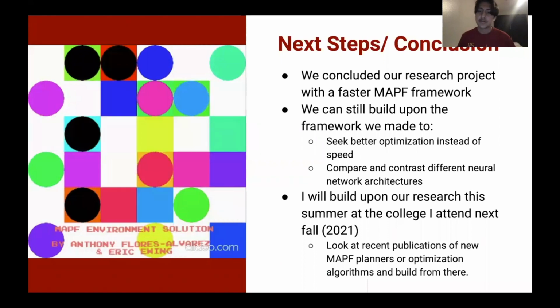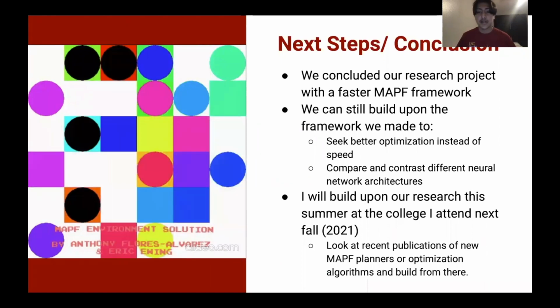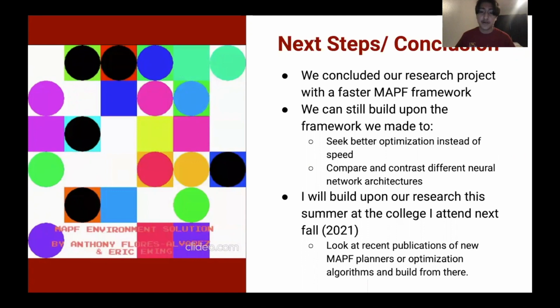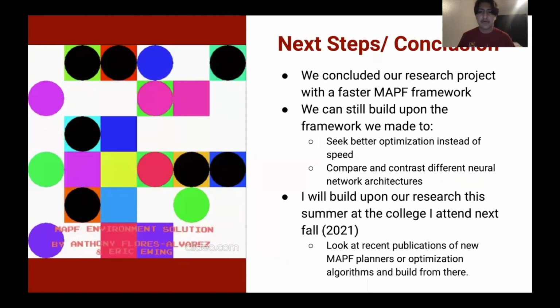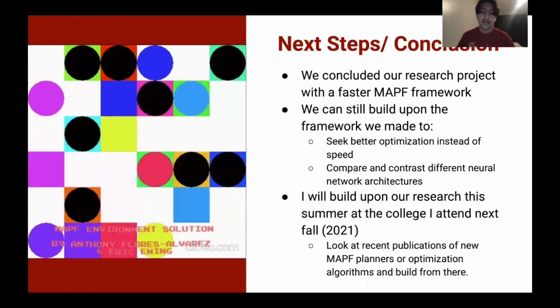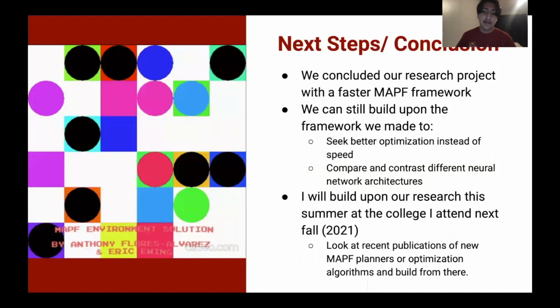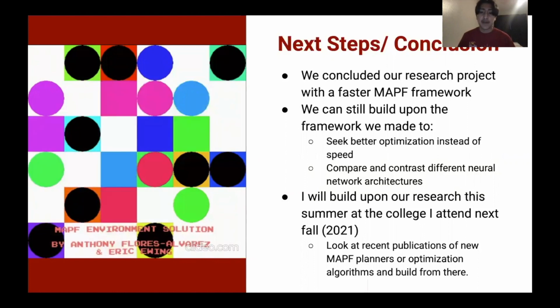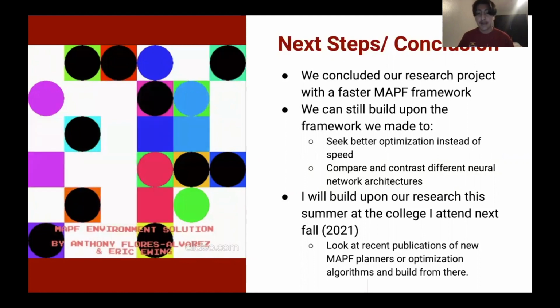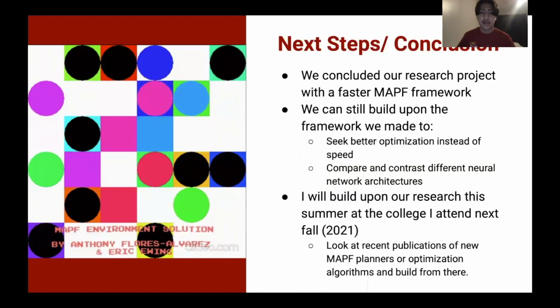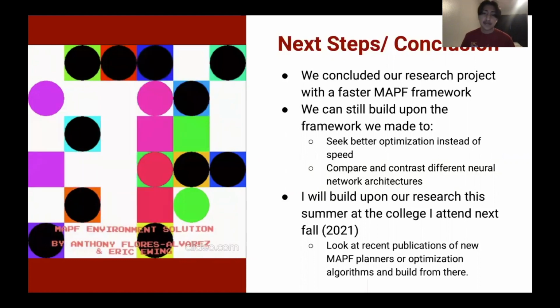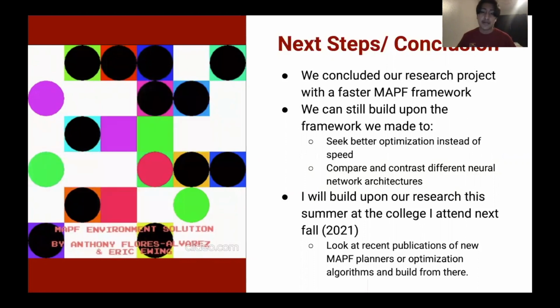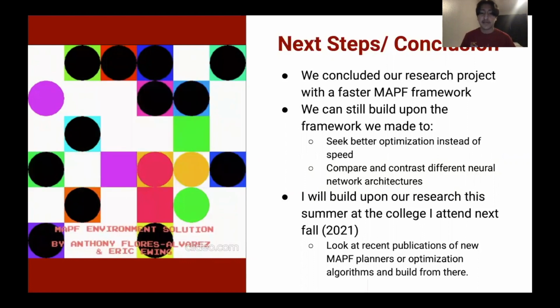So our conclusion. We concluded our research project with a faster MAPF framework, but we can still build upon what we built by seeking better optimization instead of speed, or comparing and contrasting different neural network architectures to better that framework that we built. I personally will build upon the research at the college I attend next fall, and I'll be looking at recent publications of new MAPF planners and try creating my own MAPF planner as well, using what's available at the college.